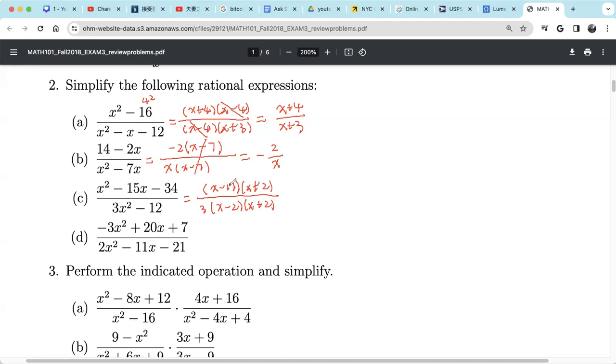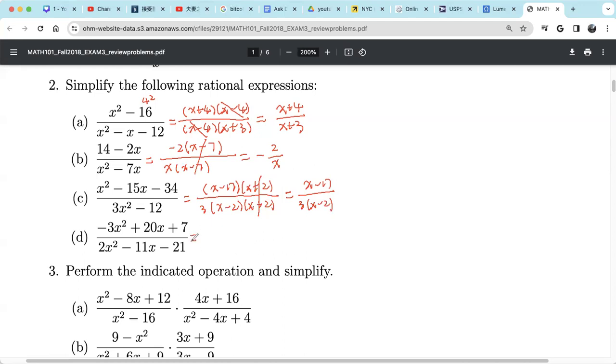Now, the numerator in factored form, denominator in factored form, and they have a common factor of x plus 2. So that's simplified. So we have x minus 17 left in the numerator. We have 3 times x minus 2 in the denominator.